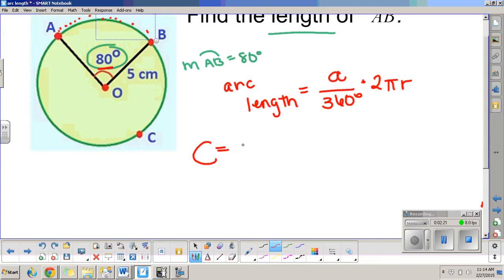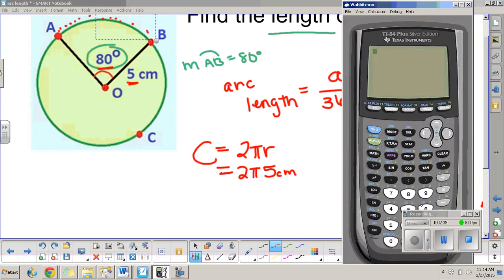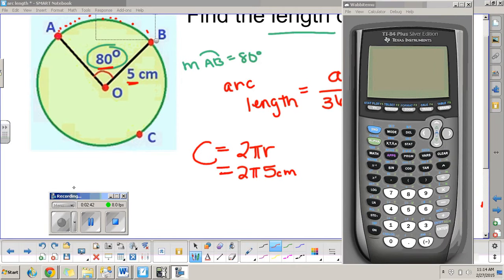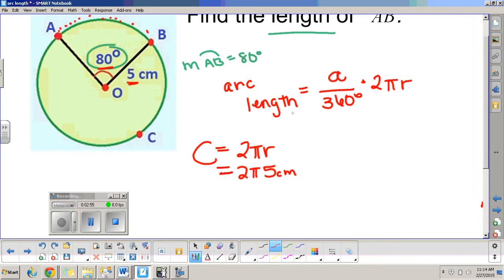So let's find the circumference. Circumference is 2 pi r. In this situation, r is 5. So 2 times pi times 5 centimeters, of course. So we break out our handy-dandy calculator. We want to use the exact pi. So 2 times pi times r, and we have 31.4. So this is the entire distance around.